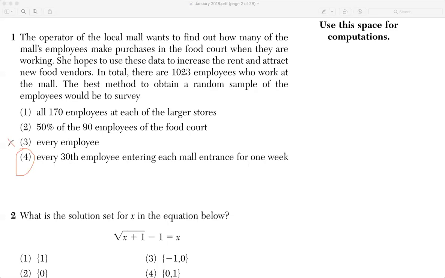Surveying every employee is not a sample. That's everybody. 50% of the 90 employees in the food court, that's going to be biased because those employees already work in the food court. And all 170 employees at each of the larger stores. Well, what about the smaller stores? What's going on there? So that's not really helping them. So every 30th employee entering each mall entrance for a week, that's going to get you the right sample.